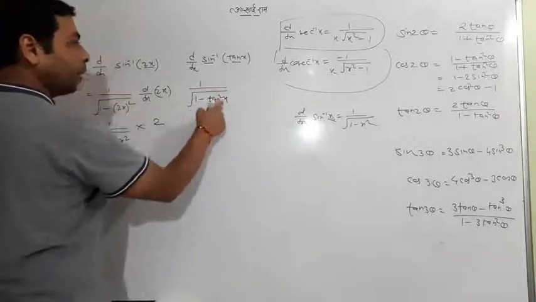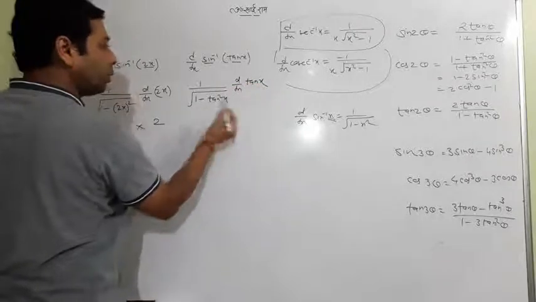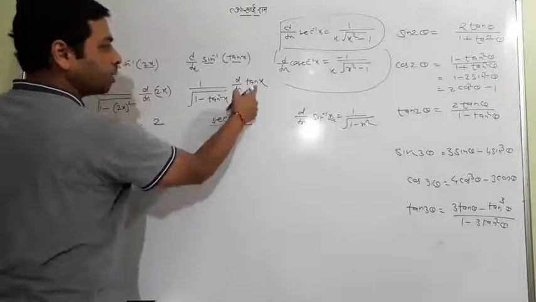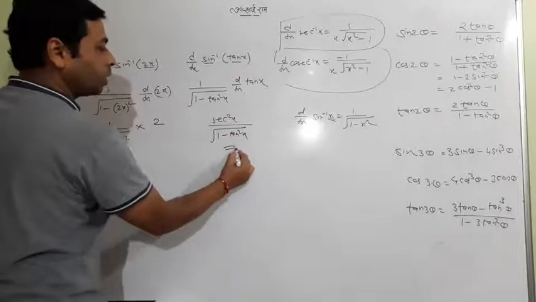1 upon square root of 1 minus x square, and then again the differentiation of tan x. You know what will happen, d by dx of tan x is sec square x. So d by dx of tan x is sec square x, upon square root of 1 minus tan square x will be the same. So this is the answer.